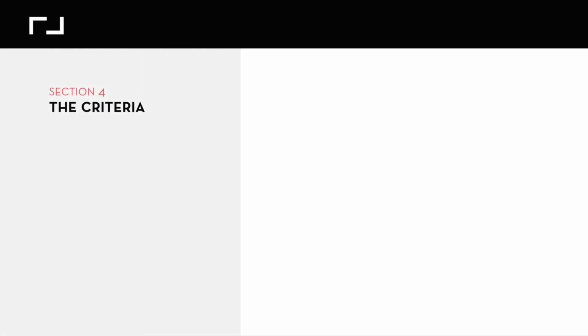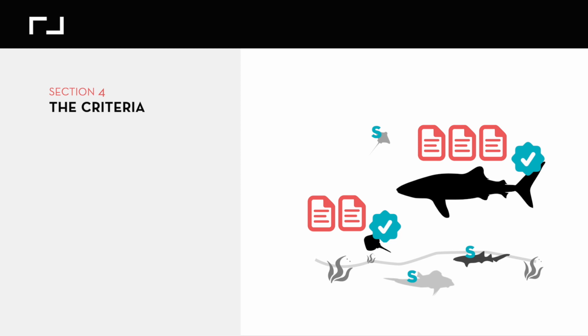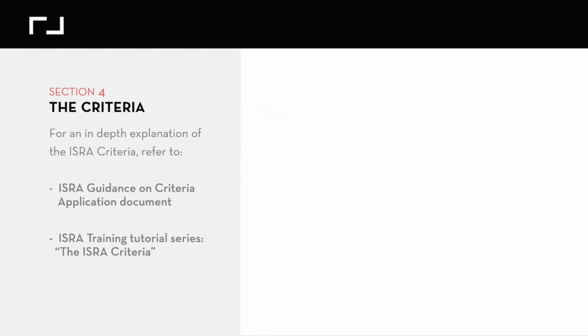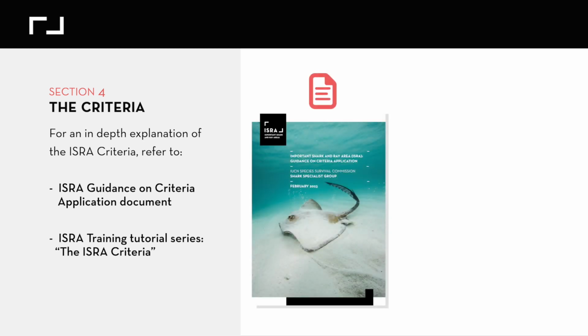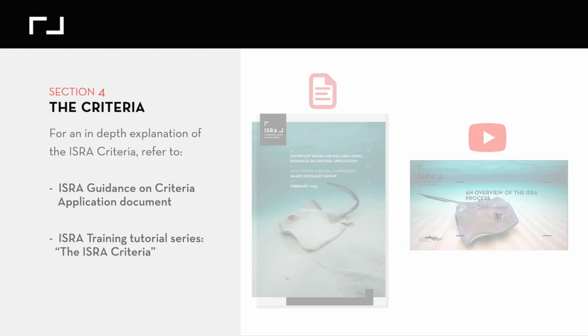Section 4, the ISRA criteria. In this section 4, you will need to provide justifications on how the ISRA criteria, subcriteria, are met for each qualifying species. The information here should align with the cells marked with an X in section 3.1. For an in-depth explanation of the ISRA criteria, refer to the ISRA Guidance on Criteria Application document or the chapter, The ISRA Criteria, of ISRA Training Tutorial Series.